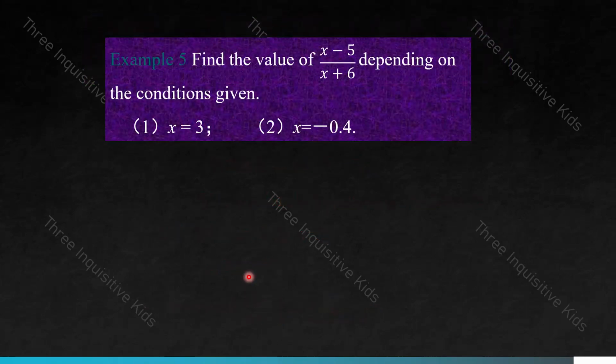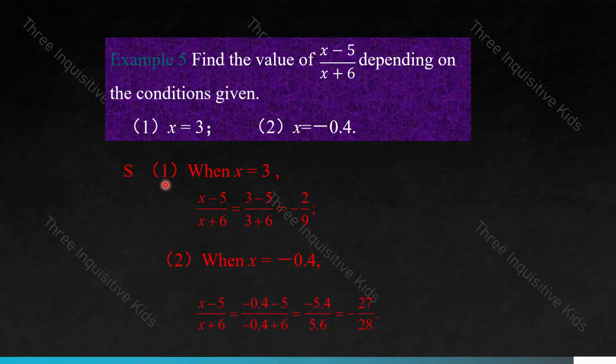Example 5. Find the value of x minus 5 over x plus 6 depending on the conditions given. X is equal to 3 and x is equal to negative 0.4. So just substitute in the values of x. When x is equal to 3, the fractional expression can be simplified into negative 2/9. And when x is equal to negative 0.4, the fractional expression equals negative 27 over 28.